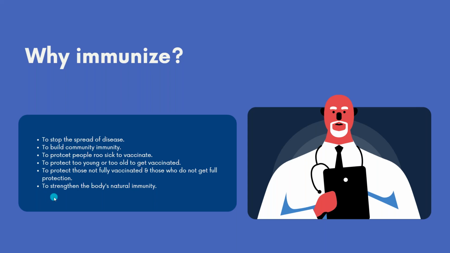The next point is to strengthen the body's natural immunity. The immunity gained from any kind of vaccine is similar to a natural infection without the risk of natural disease. Some studies show that vaccinated children suffer fewer infections overall than unvaccinated children.